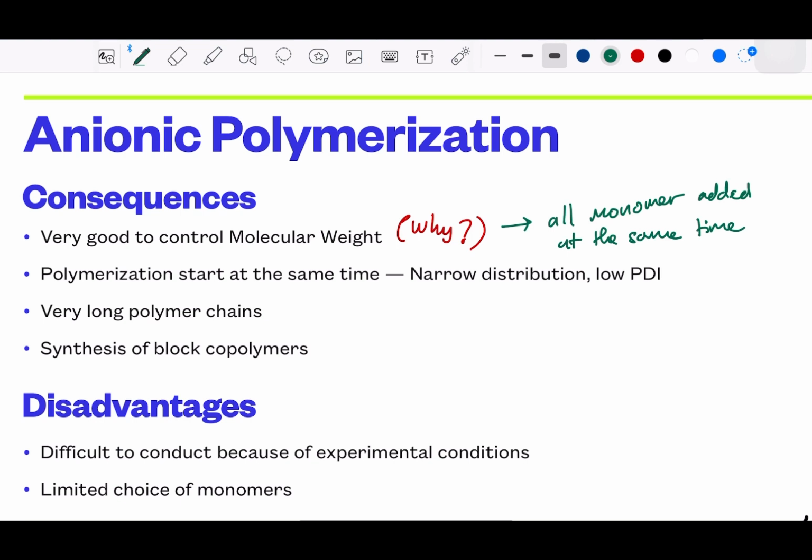And then the polymerization will start at the same time, which means we are going to have a narrow distribution. So low PDI. What is PDI? P maybe poly, right? D is what? PDI, what is PDI? And why is having low PDI good? Yeah, polydispersity index.